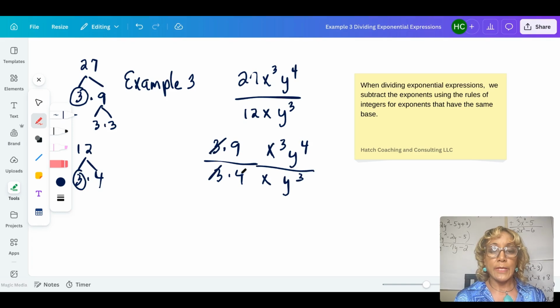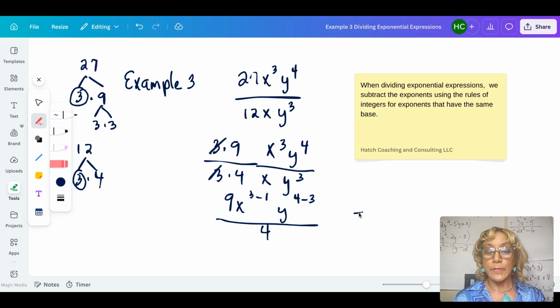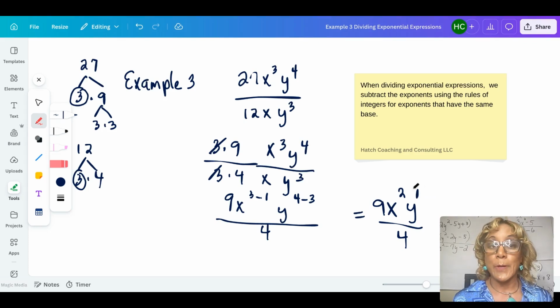I'm going to cancel those 3's out. So I have 9, and I'll have x to the third minus 1, and y to the 4th minus 3, because remember, I'm subtracting out my exponents, and I'm going to keep that 4 in the denominator. For my final answer, I have 9x to the second, y to the first, all over 4. And I don't have to write that exponent when it's a 1. It's an understood 1. All right, seems pretty straightforward.